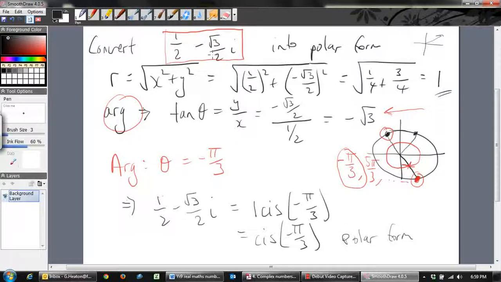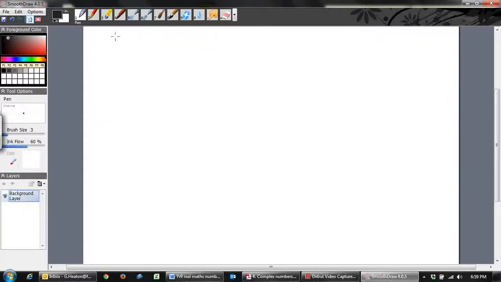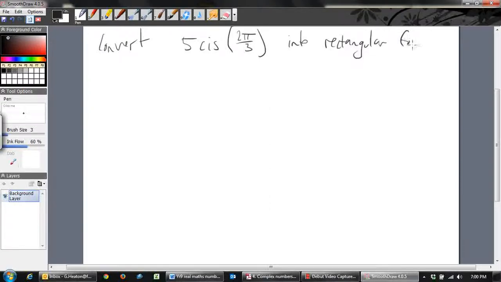Okay, let's do something slightly different than that, or just do exactly that. Let's convert the other way. Convert 5 cis 2 pi on 3 into rectangular form. Rectangular form is just another word for Cartesian form, so one of those two, they both mean the same thing. Okay, so let's do that.